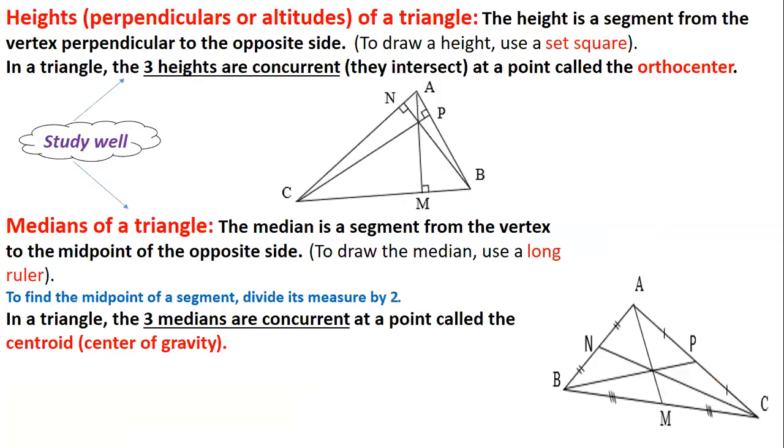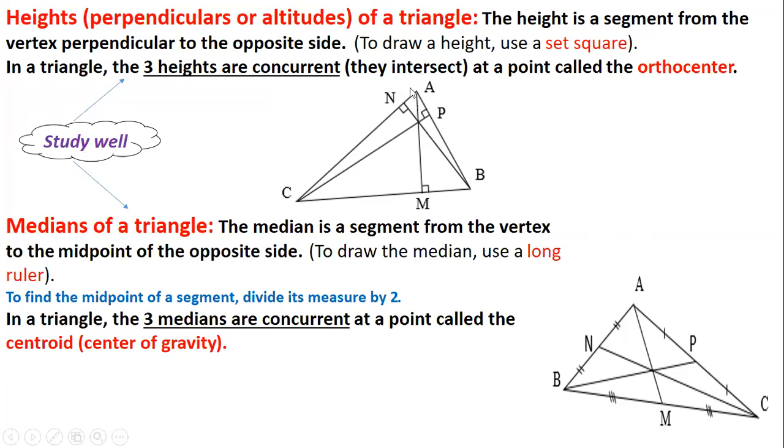We will start talking about particular lines in a triangle. Which lines can we draw in a triangle? The first line is called a height, or we call it a perpendicular or an altitude of a triangle. This definition, we should memorize it. The height is a segment, I draw it from the vertex perpendicular to the opposite side. To draw a height, we use the ruler which is called the set square.